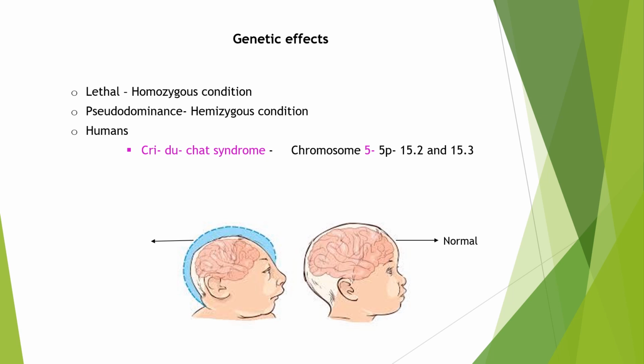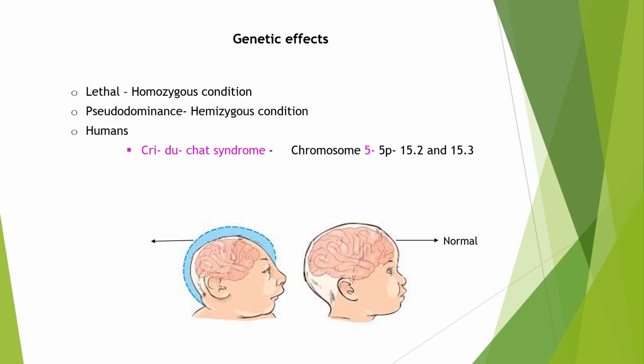The next is genetic effects on human beings. There are various syndromes which occur due to the deletion process. In that, the first one is Cri-du-chat syndrome. This syndrome occurs due to the deletion of chromosome number 5, in the short arm of the chromosome, where segments 15.2 and 15.3 show deletion. Due to this deletion, there is a syndrome called Cri-du-chat syndrome which occurs in infants.